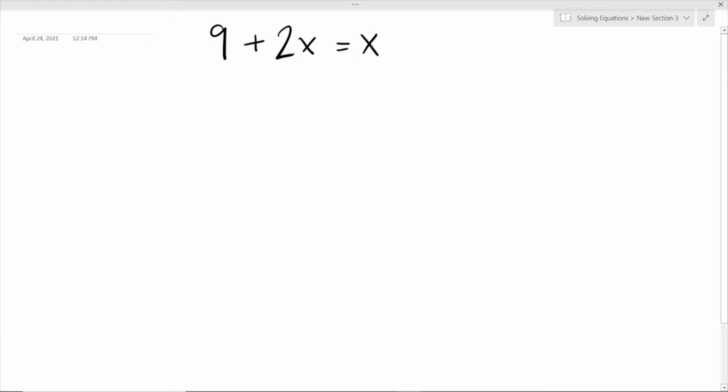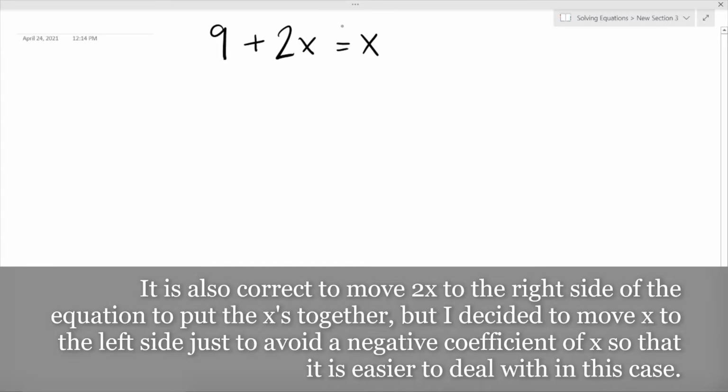We have to, well, it's pretty similar, but first we have to take the x terms and combine them together on one side of the equation, and then put the constants on the other side. So how about we move this x to the left side first? And how do we do that?